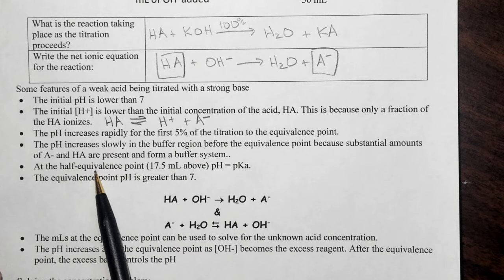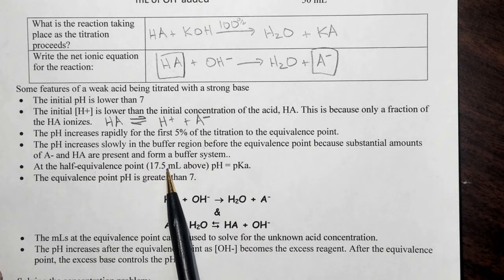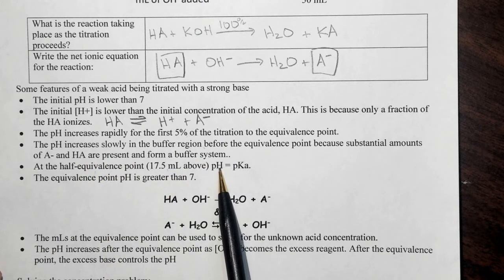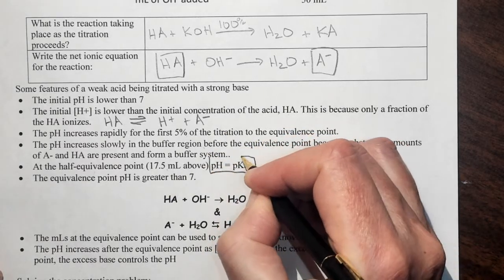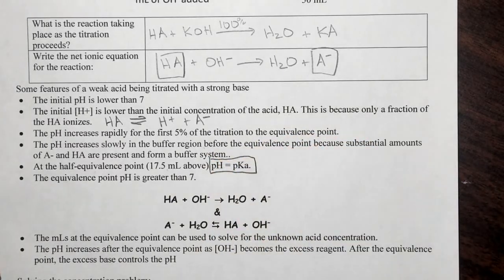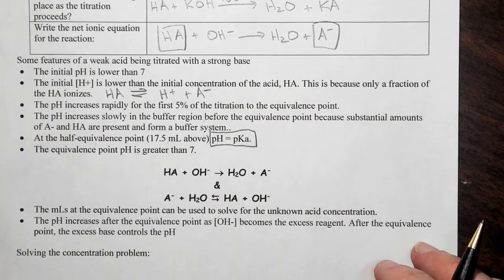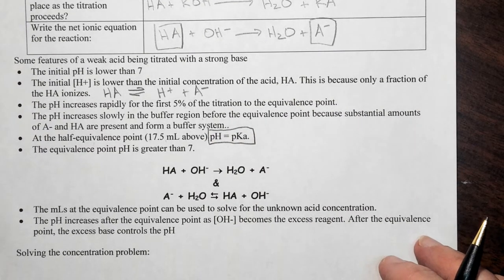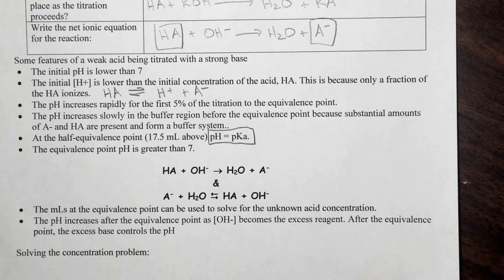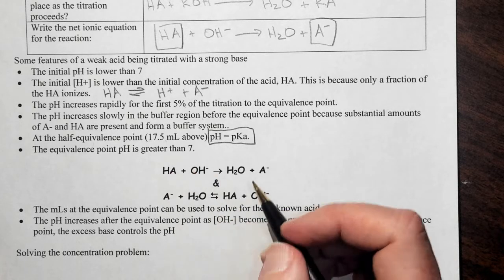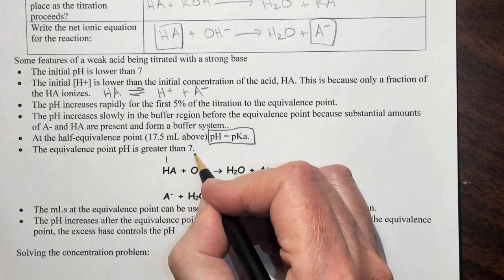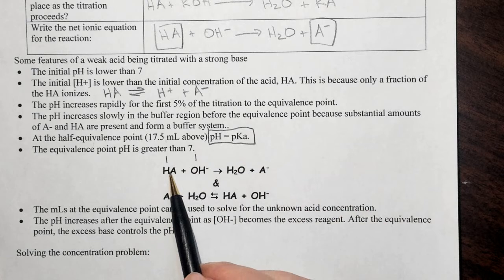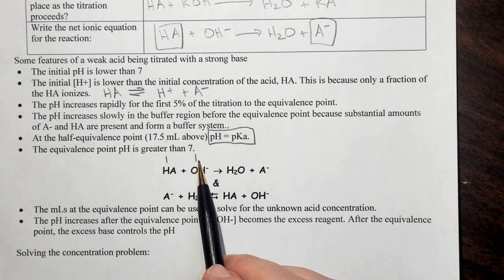At the half equivalence point, and this was 17.5 mLs for this titration, pH equals pKa. This is incredibly important. We're going to be using this later. And then the equivalence point is at a pH greater than 7. Here's why. When we reach the equivalence point, we have equal moles of each of these. So we have 1 to 1. That's why we call it an equivalence point. We've matched the moles with the moles.